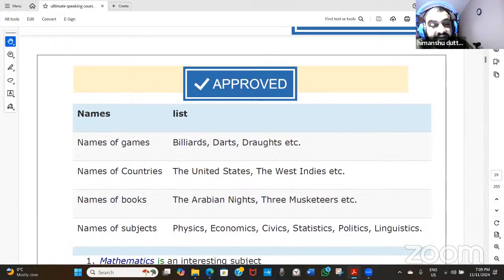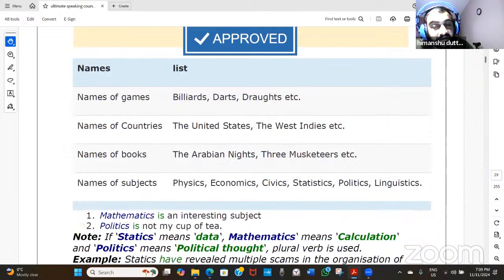Countries and titles like the United States, the West Indies, Arabian Nights look plural, but they are singular. Arabian Nights is the name of a book. Three Musketeers, the name of a book. Names of subjects like physics end with S. Economics ends with S. Civics ends with S. Statistics, politics, linguistics, which I have done, all of them end with S, but they will take a singular verb because they are singular.